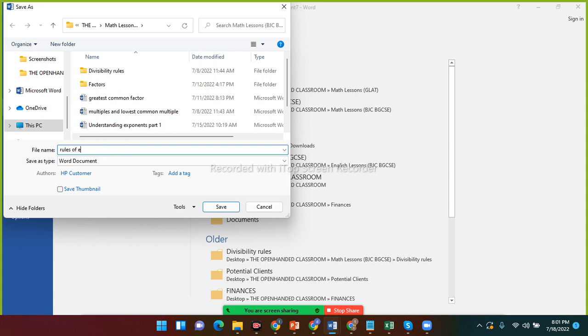Yes, sir. We could write in the same book for all our subjects, or a different book? You can write in the same book. That's fine. Rules of exponents 3, 4, and 5. Good.